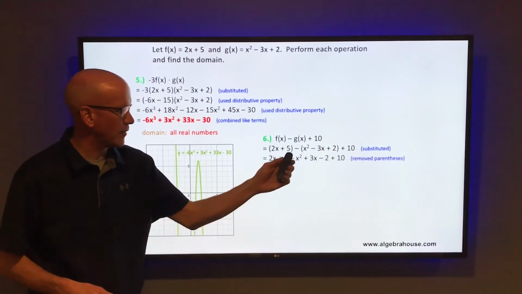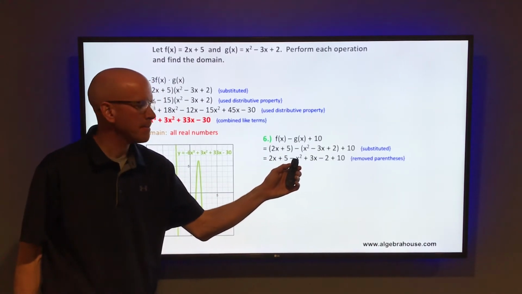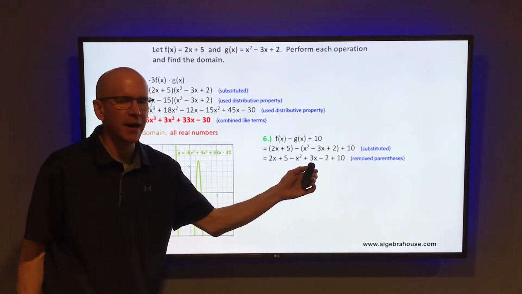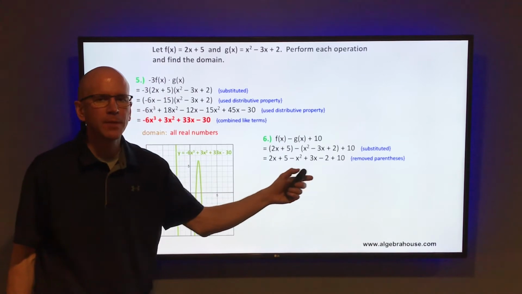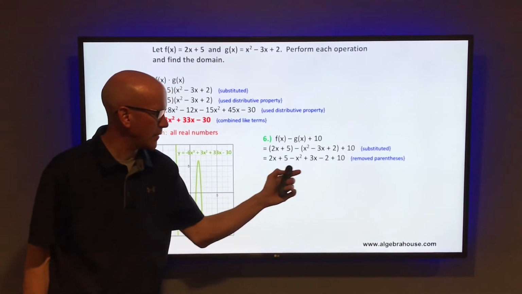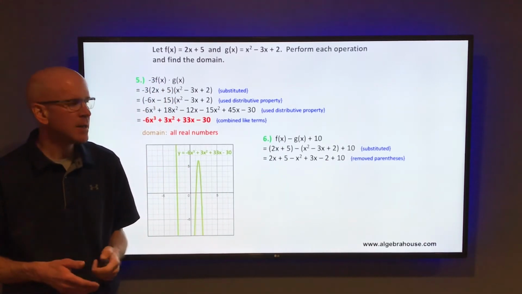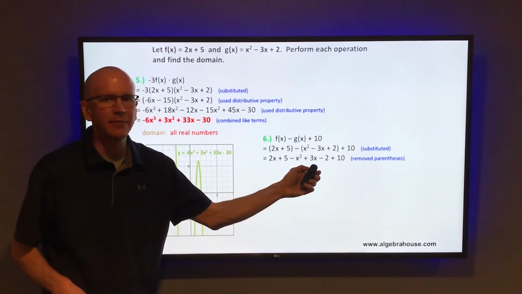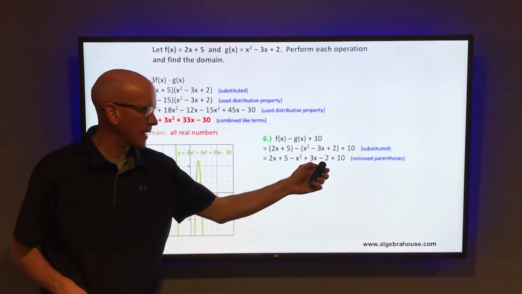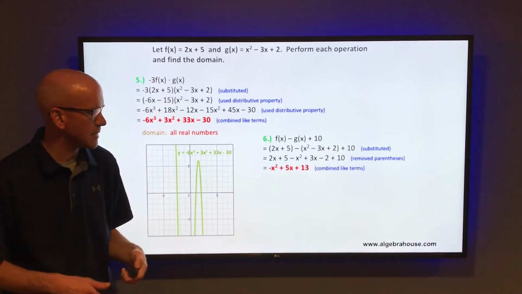So take the negative of x², that is negative x². The negative of negative 3x is positive 3x. And the negative of 2, that is negative 2. Don't forget, you have a plus 10 on the end and that 2x + 5 out front. Combine the like terms. Like terms would be the 2x and 3x, that's 5x. Also 5, negative 2, and 10. If you combine those, that is 13.